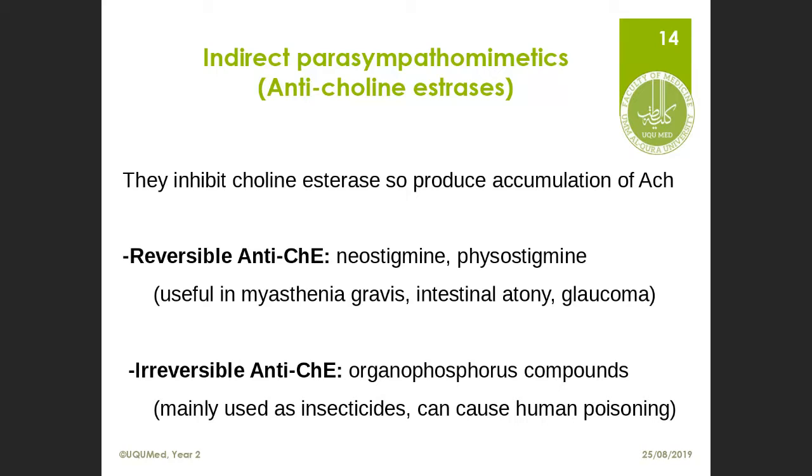And glaucoma, there is increased pressure onto the iris and cornea of your eye. There is one liquid, actually called vitreous humor, which makes pressure on the cornea and iris of the eye. So you have a problem with your vision. We will discuss it in detail at the end of this session. So is everybody clear now? The reversible anticholinesterases are used in these three conditions: myasthenia gravis, intestinal atony, and glaucoma.